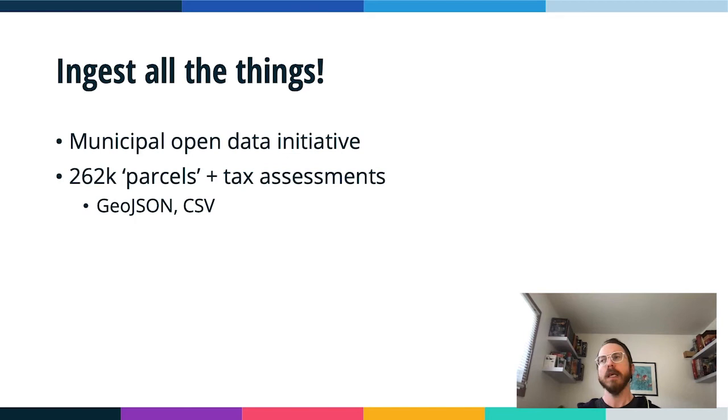Guess what? The unfortunate thing is that these things don't really line up and didn't have common IDs. So the tax assessments did have a geospatial point to them, and the parcels had GeoJSON. So I was able to connect those things only through common geospatial coordinates.